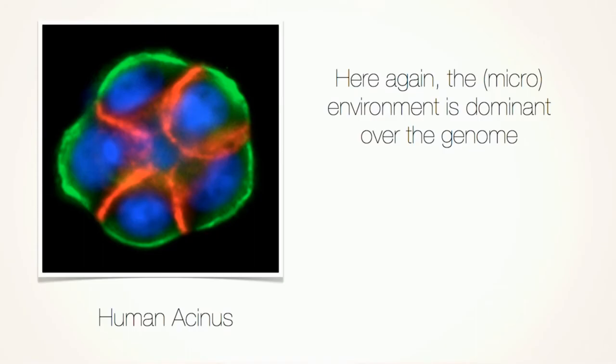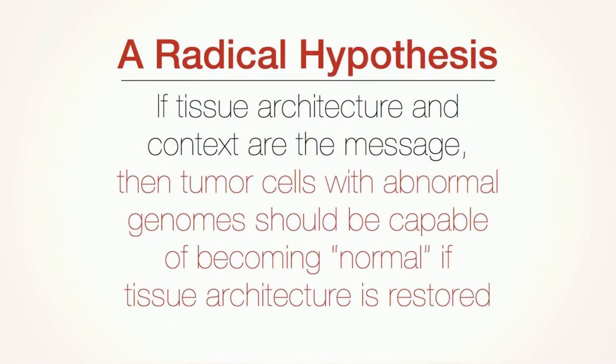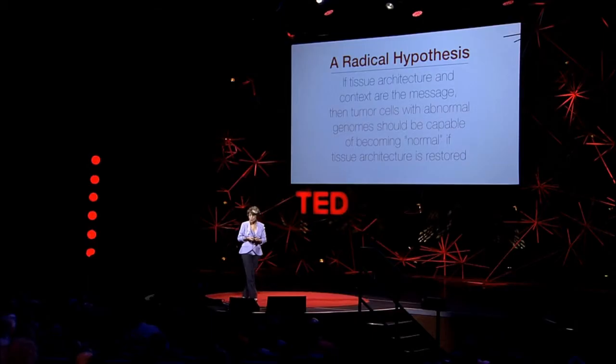All right. And here is this beautiful human cell. And you can imagine that here also the context goes. So what do we do now? I made a radical hypothesis. I said if it's true that architecture is dominant, architecture restored to a cancer cell should make the cancer cell think it is normal. Could this be done? So we tried it.